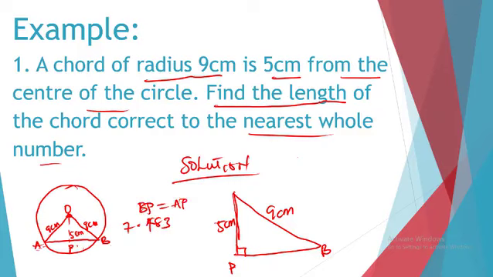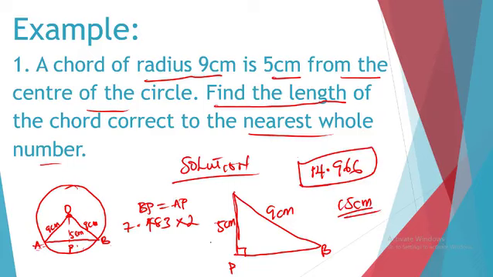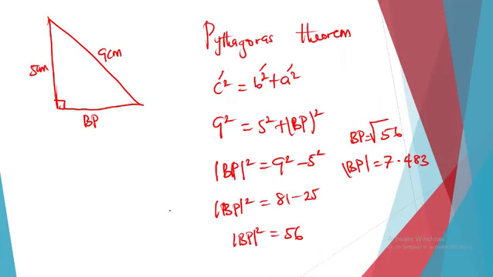So that means we have 7.483 times 2 to give us the value of AB. And when we multiply that, we'll have our result to be 14.966. But they told us to round it to the nearest whole number. And the nearest whole number here is 15 cm. So our line AB is equal to 15 cm. Okay, so that is settled.